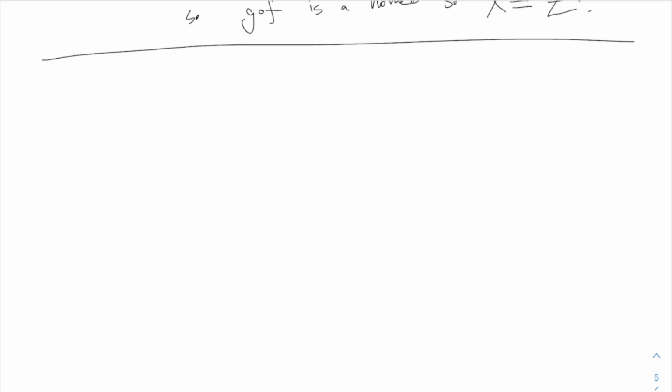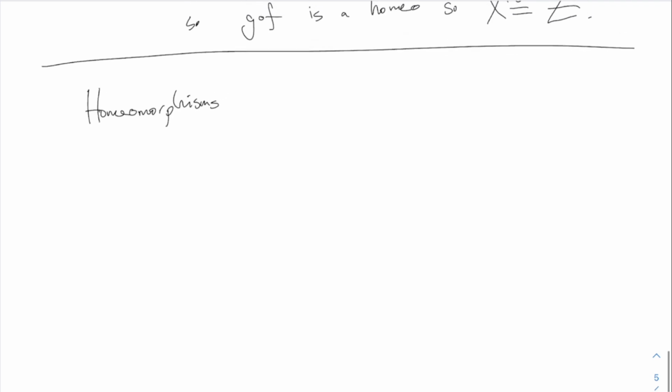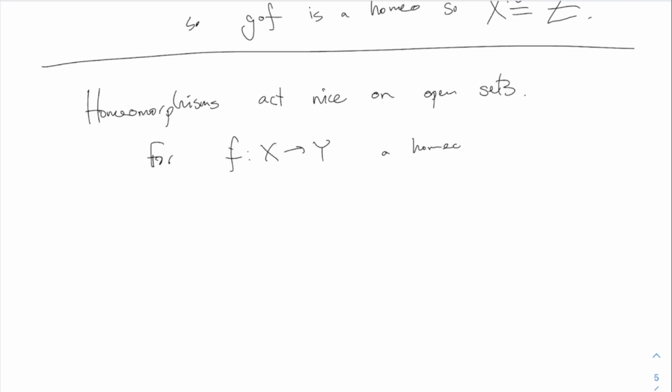But I want to say what the purpose of a homeomorphism is: homeomorphisms act nice. I will say specifically what I mean by this. Act nice on open sets, right? So, for example, if f: X to Y is a homeomorphism, what that means is, first of all, that f is continuous. F is continuous. What that means is that U open implies f inverse of U is open. That's the definition of continuous, right?